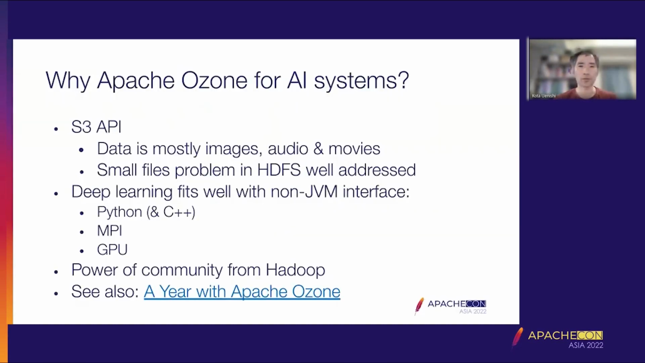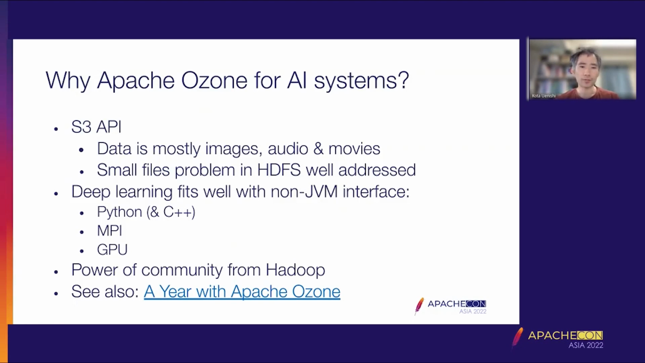Why use Apache Ozone for our AI systems? One reason is because it has an S3 compatible API, and so it's very easy to obtain data or put data by any clients. Also, the small files problem we had in HDFS is well addressed.